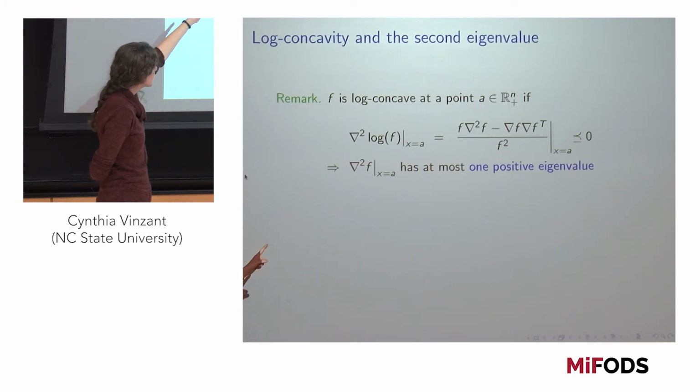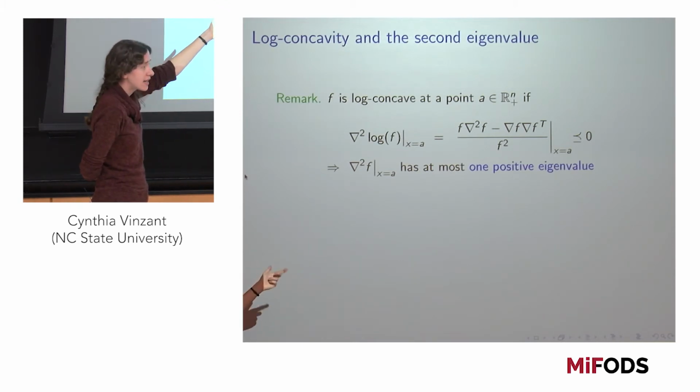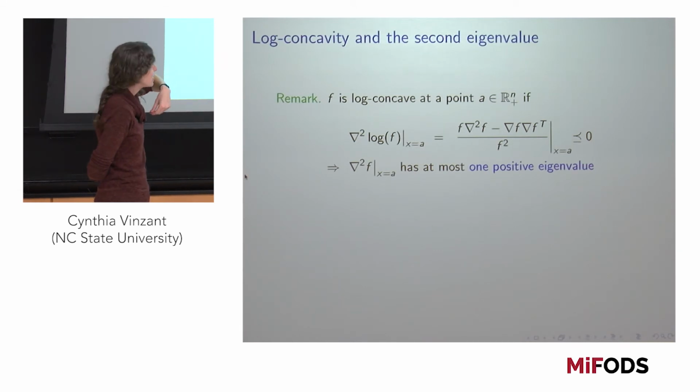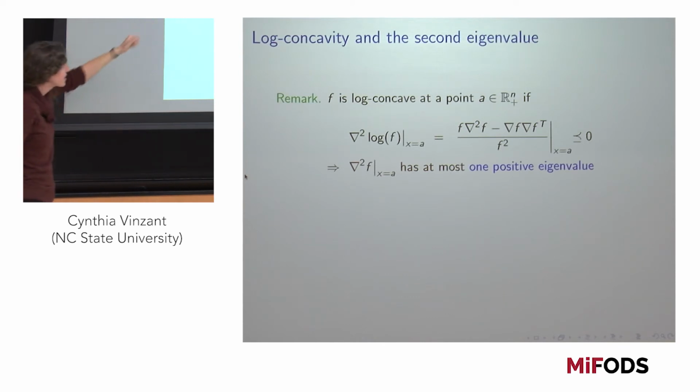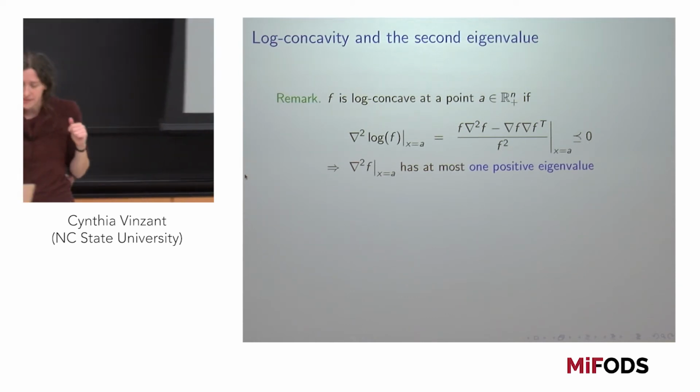And what this is going to mean is that the Hessian evaluated at this point has to have at most one positive eigenvalue. You can convince yourself: you take a matrix, you subtract off a rank 1 matrix, and you get something negative semi-definite, then your original matrix must have had at most one positive eigenvalue.